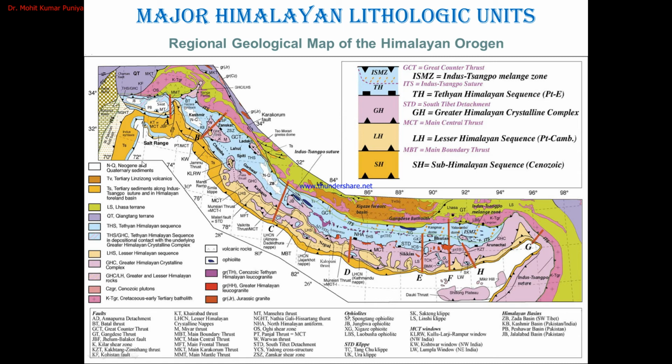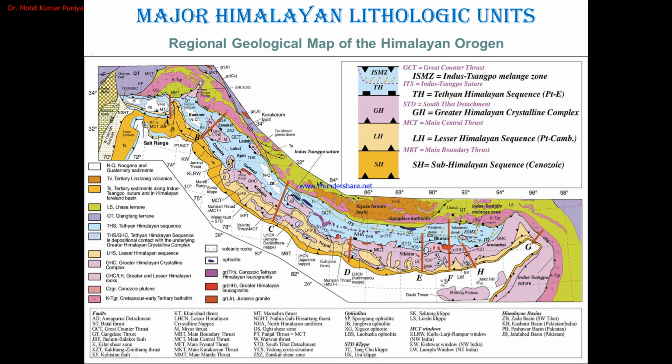So from this point to this point, this whole region comes under Western Himalaya. From here to Sikkim, this is the Sikkim. From C point to E point, this whole region comes under Central Himalaya, and from E point to this point, these are all known as Eastern Himalaya. So this is the division along the strike.